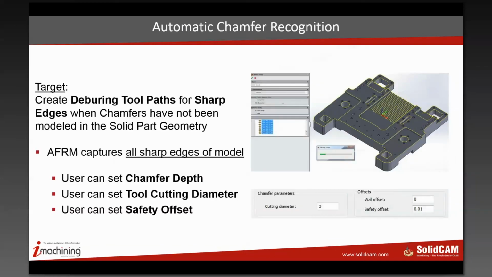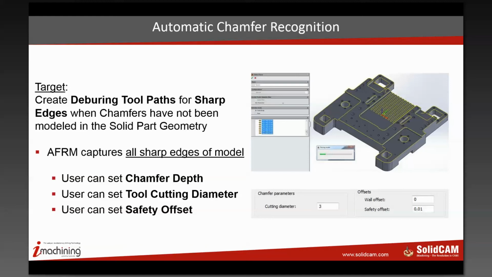The next thing we want to talk about is a new feature. This is brand new to the software. It's been released very recently. This is called chamfer recognition. What is the idea behind a chamfer recognition? Well, quite often we'll see models from our customers where the engineers didn't put in all of the chamfers for the deburring, and yet there's a blueprint call out that specifies that all sharp corners need to be broken. And so how do we go about doing that?